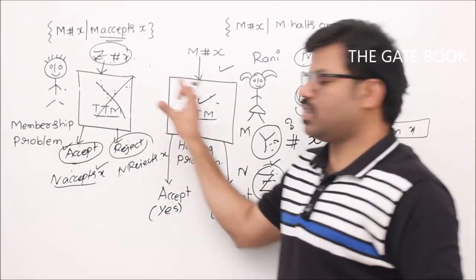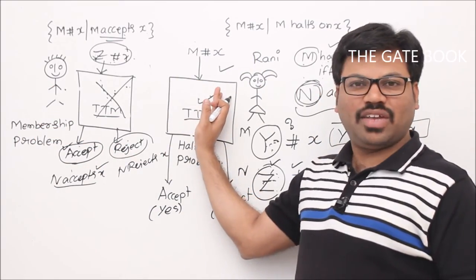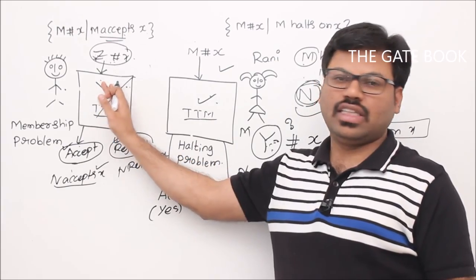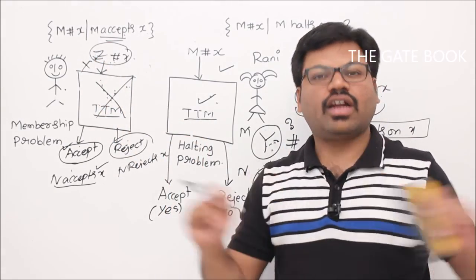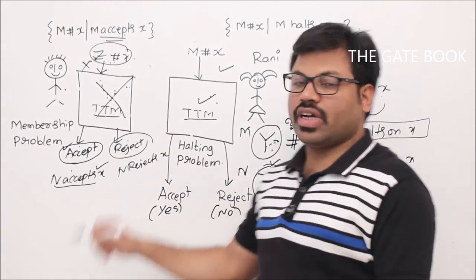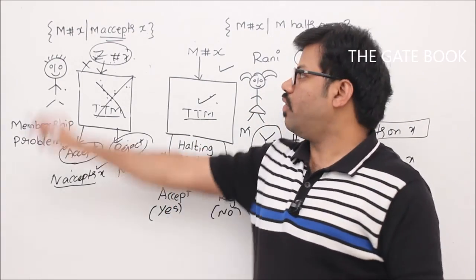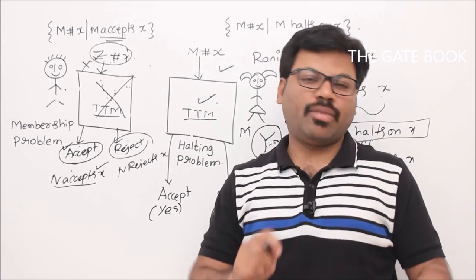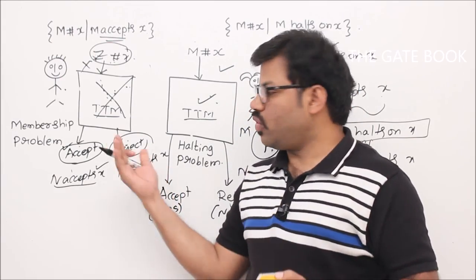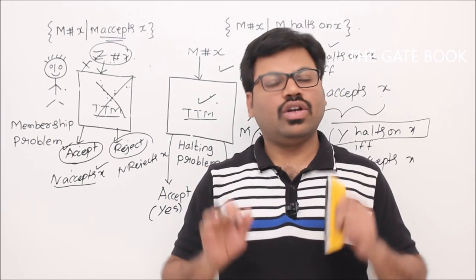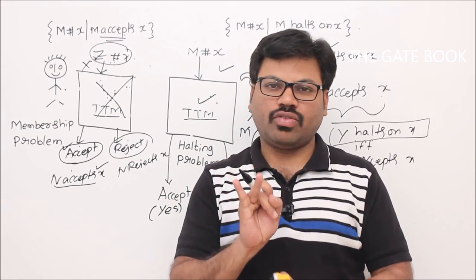If this exists, then this exists. But this does not exist. Already we know that. Then this does not exist in that way. So Raju is lying. He is a liar. So he cannot have that kind of machine. Finally, we proved that there is no total Turing machine for this problem also. What is that? M accepts x. From now onwards, if you clearly don't understand anything, don't worry.